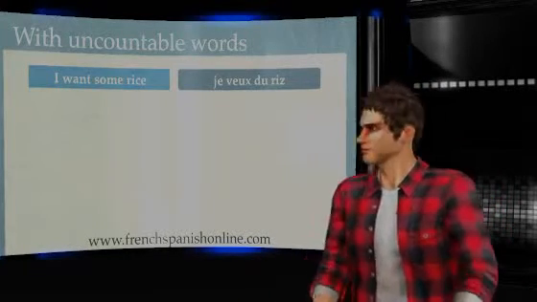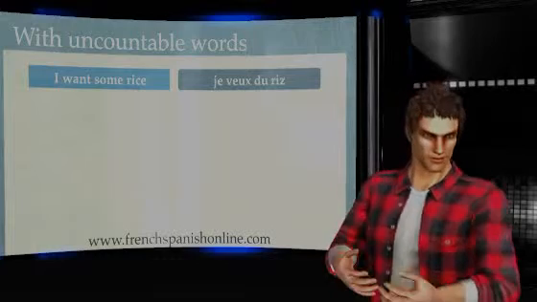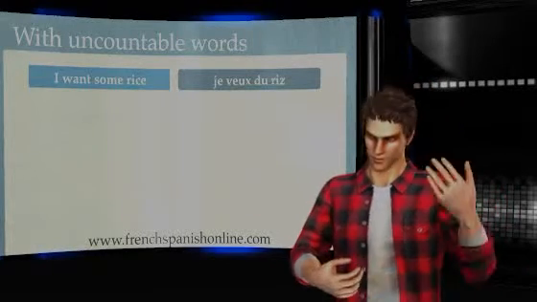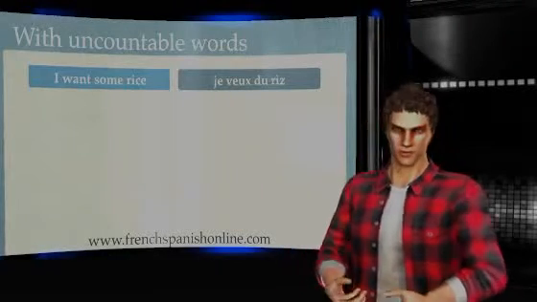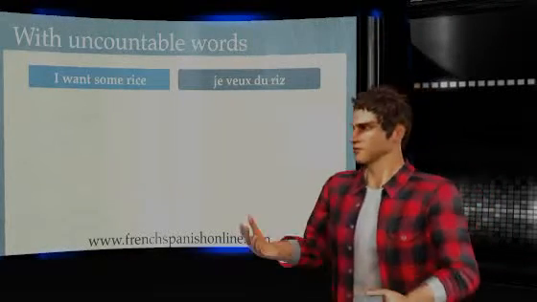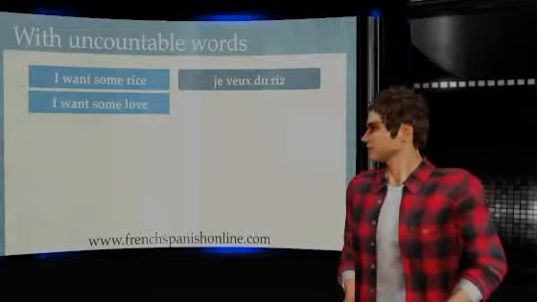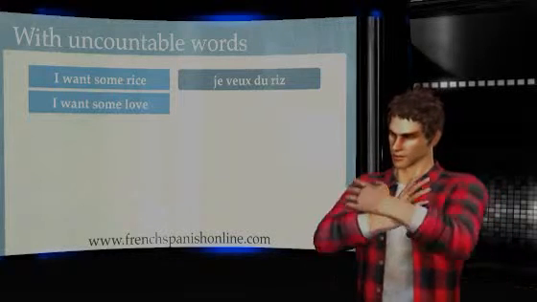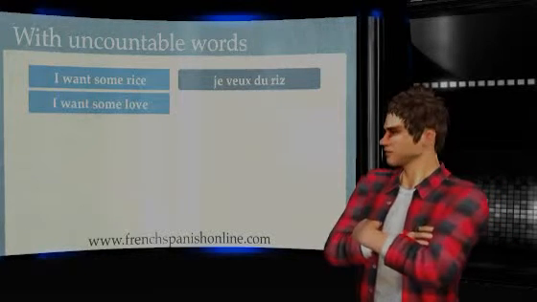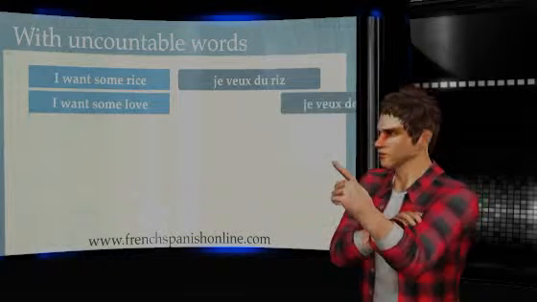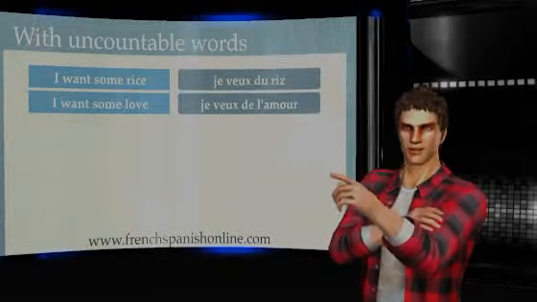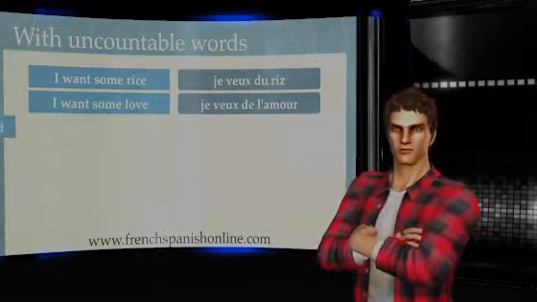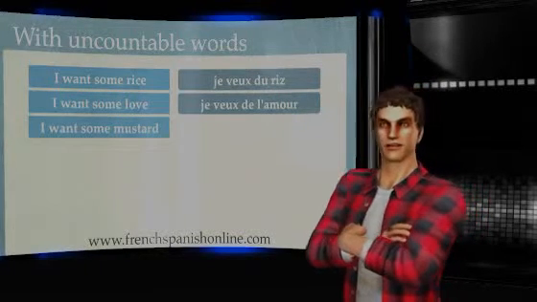We use du here because riz is masculine, and for uncountable words we need the definite article, and instead of de le riz we say du riz in French. Je veux du riz. I want some love. Amour for love in French is masculine but starts with a vowel, so we will say je veux de l'amour with de l'.